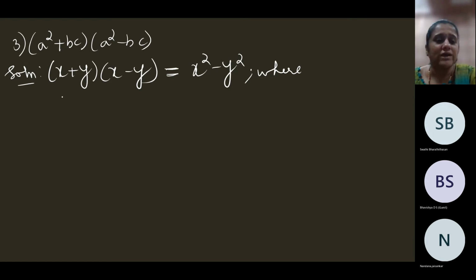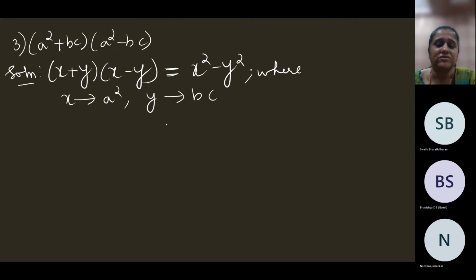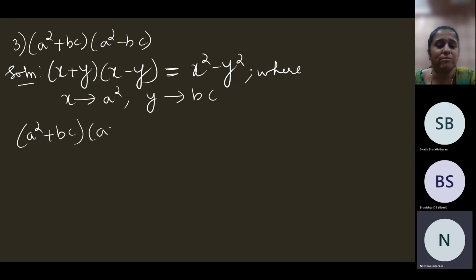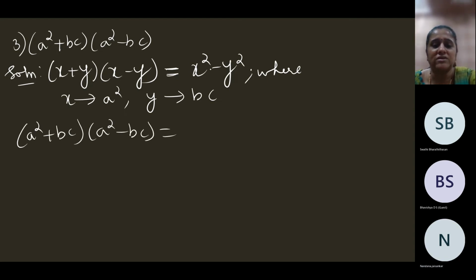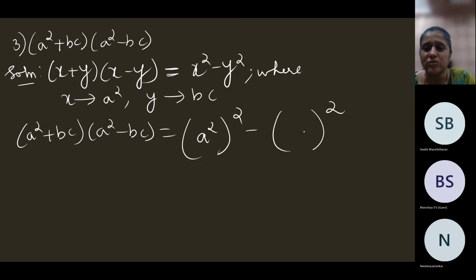So what is X? Ma'am, X is A square. And Y is? Y is BC. Correct. Now, A square plus BC into A square minus BC is equal to, what's the answer? X square minus Y square is the answer. What is X square? A square. Yes, so this is X square. You should write X here, A square, and you should write Y here, BC. Y is BC.